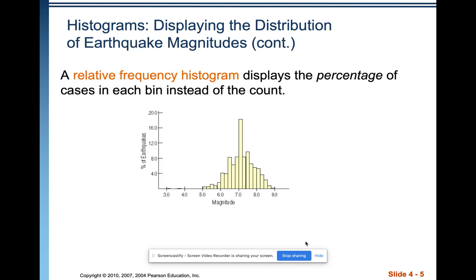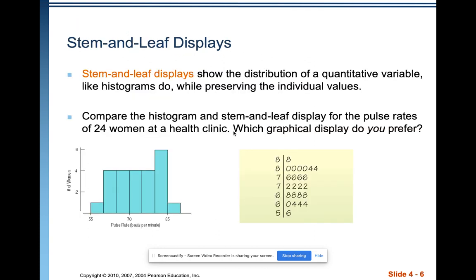A relative frequency histogram just displays the percentages of cases in each bin instead of the count. Again, if you're comparing one population to the other, frequently using relative frequency or percentages is the better way to make those comparisons because you're not likely to have the actual same number of observations.